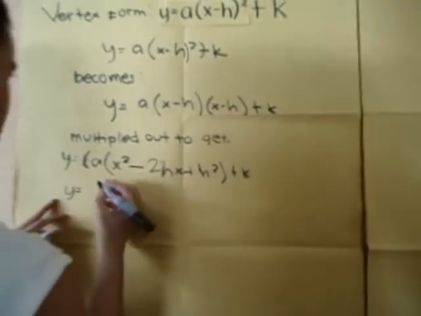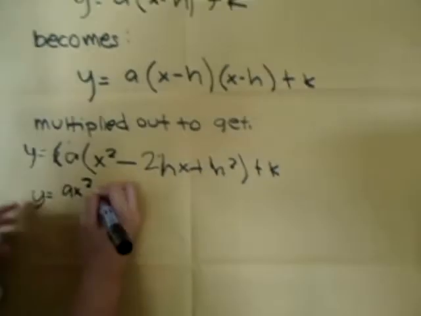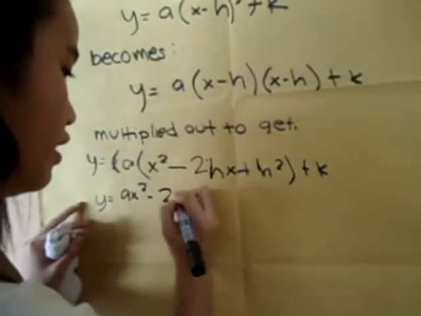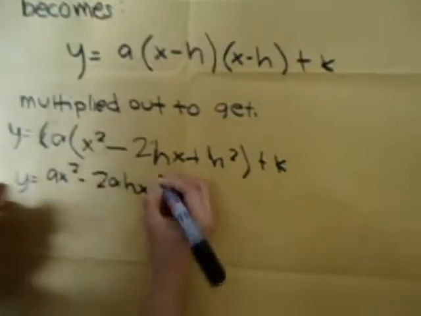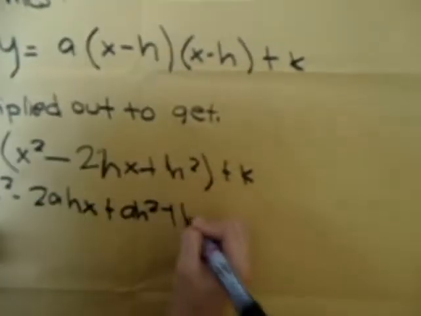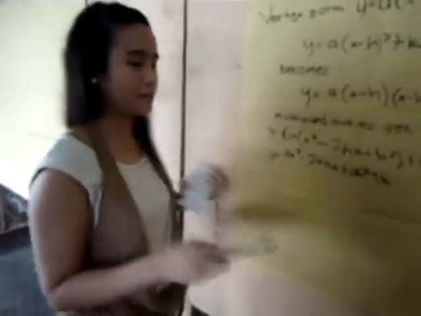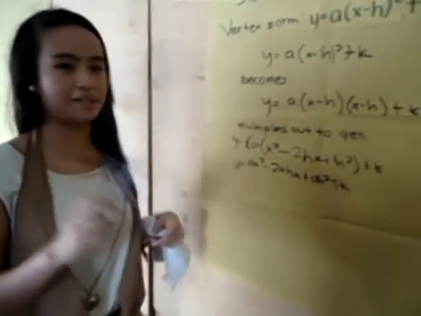y equals ax squared minus 2ahk. Now, it will become y equals ax squared minus 2axh plus ah squared plus k. This equation has the same form as y equals ax squared plus bx plus c.